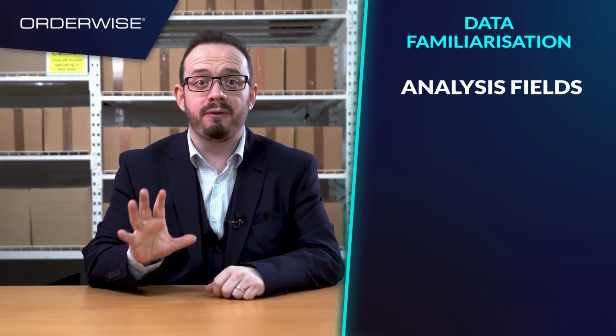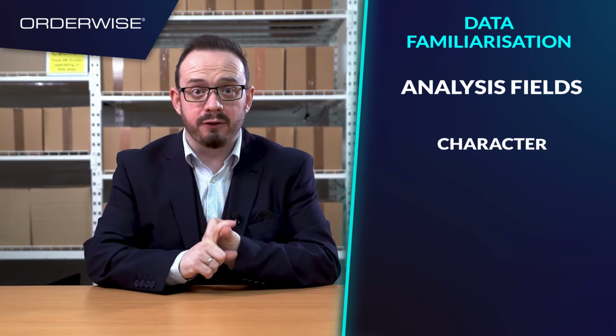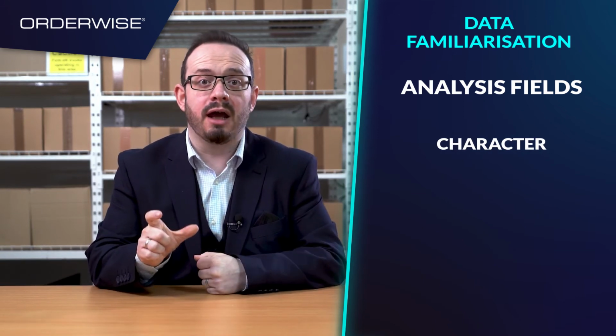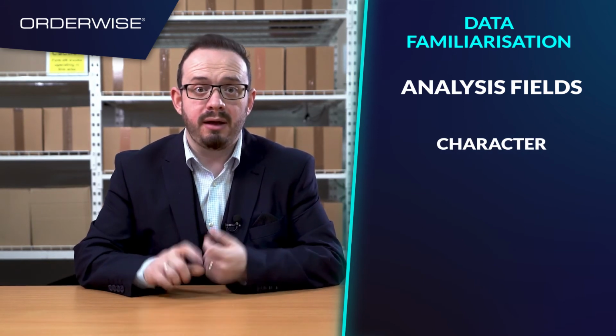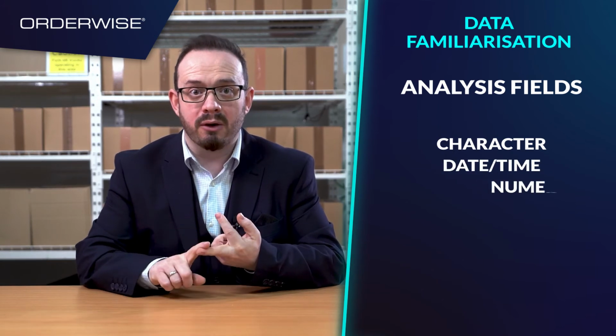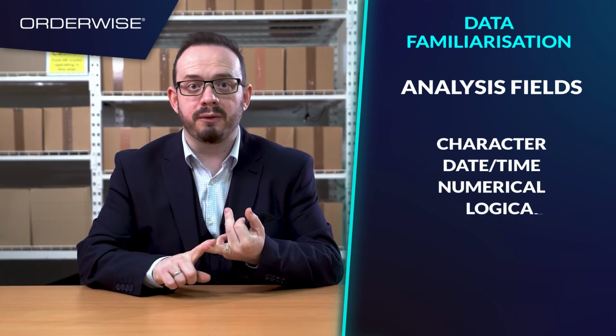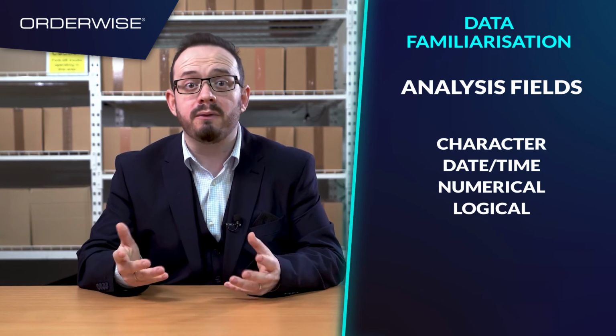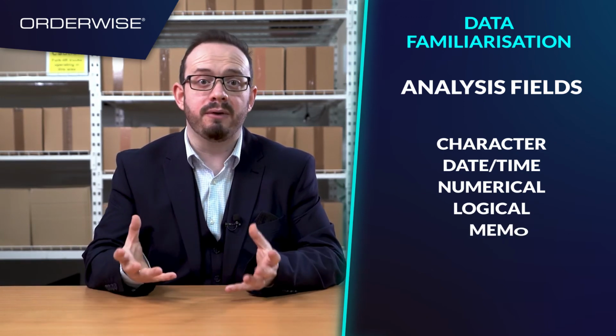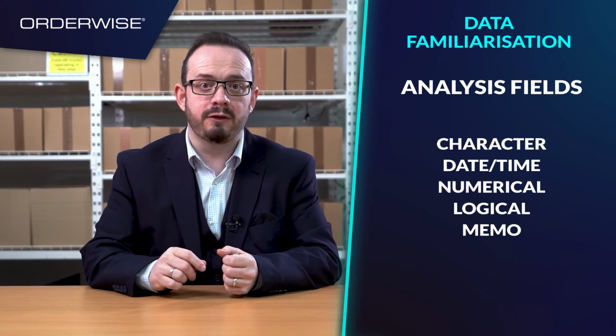There are 5 types of fields that you can create. Character fields, which are small fields that can have pre-populated drop-downs. Date and time fields. Numeric fields. Logical fields, which are tick boxes, so true or false, yes or no. And memo fields, which are typically larger text boxes.